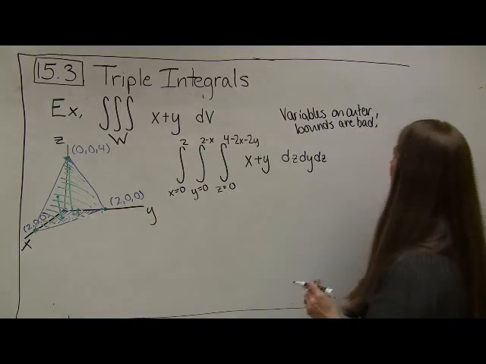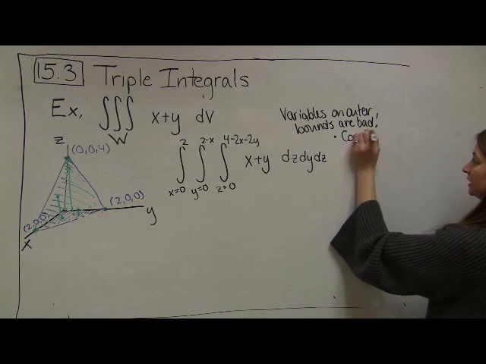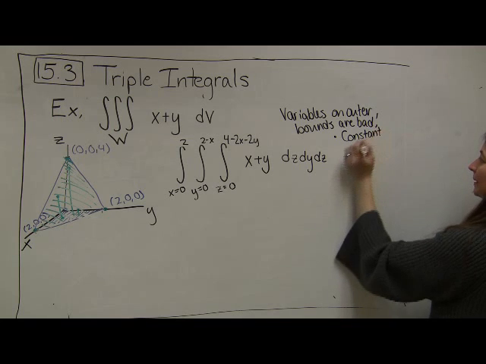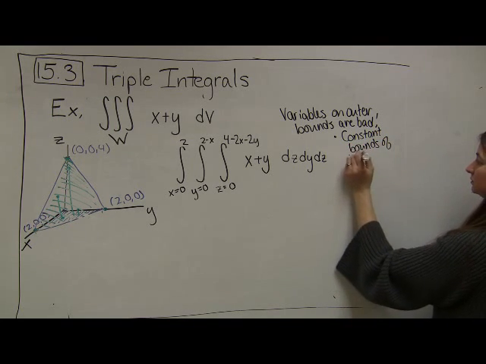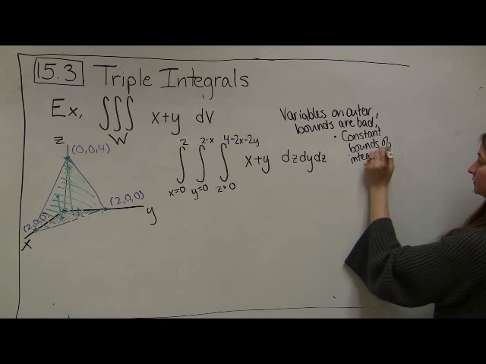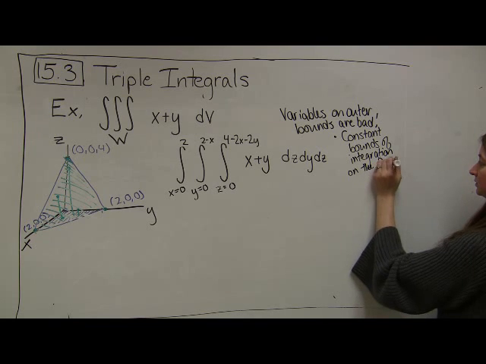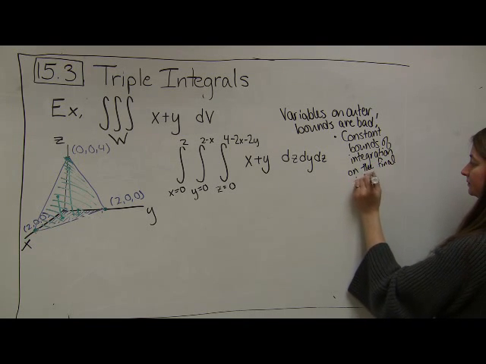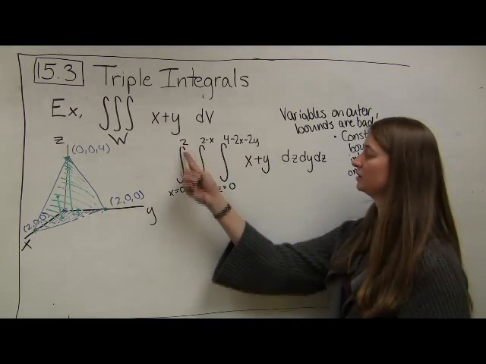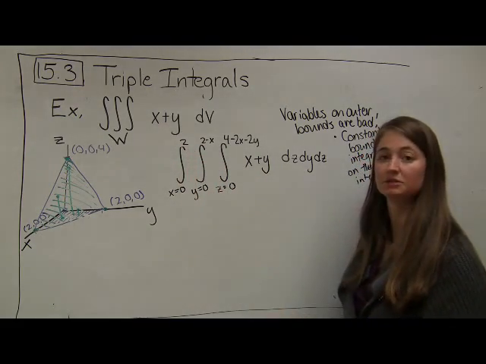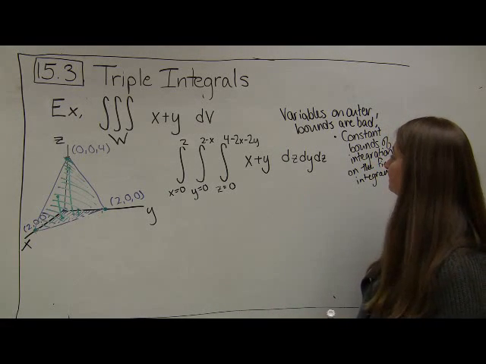And in general, I should say that we always want constant bounds of integration on the final integral. Meaning the last time that I integrate, I want to make sure that these bounds are constant terms so that when I finally plug them in my last step, I'm just left with a constant.